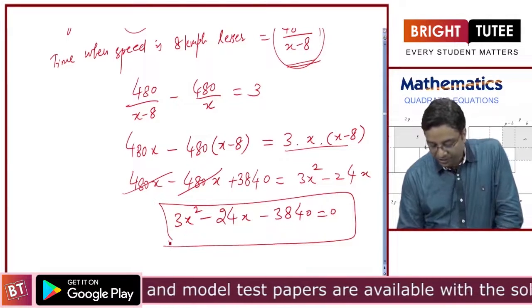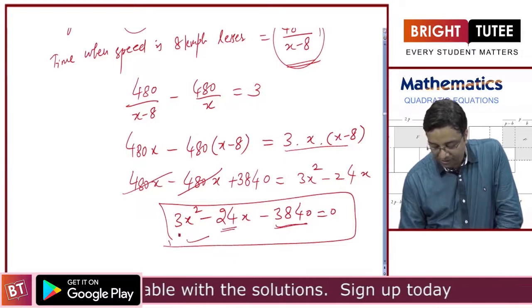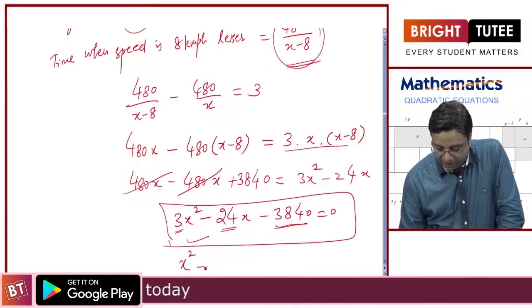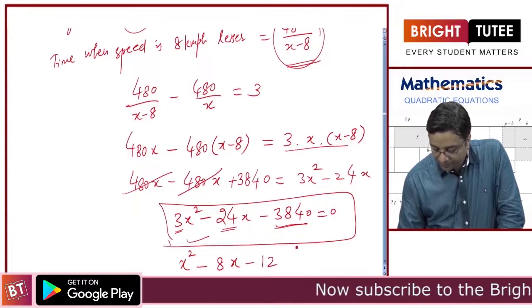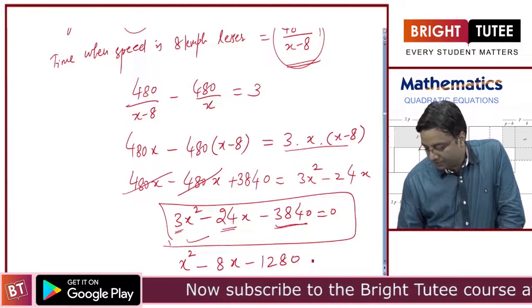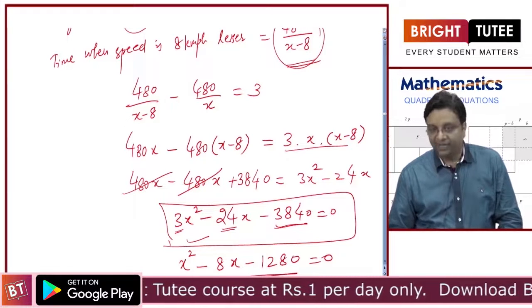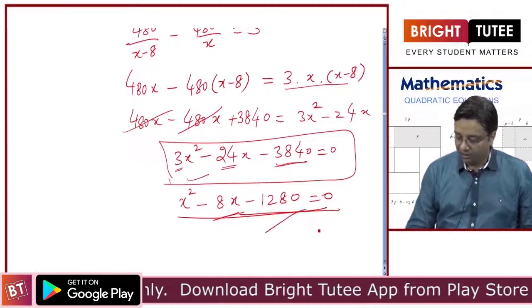We can simplify it further, because this term is divisible by 3, and this is 3 itself. So we can write it as x square minus 8x minus 1280 equal to 0. So this is my required representation in quadratic form. For this question, this is your answer, right?